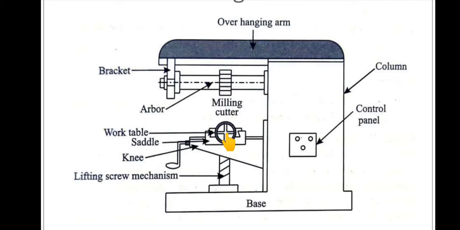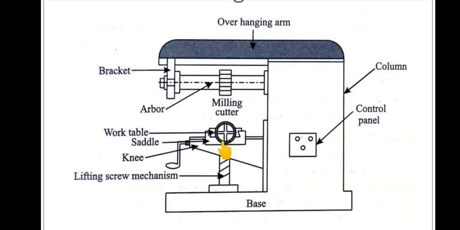Okay, next is the table. The table is mounted on the top of the saddle and moves on the guideways. The table is provided with T slots for mounting the workpiece. The movement is done with the help of this rotation.